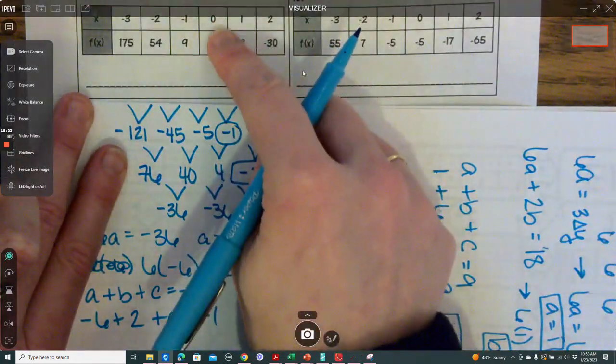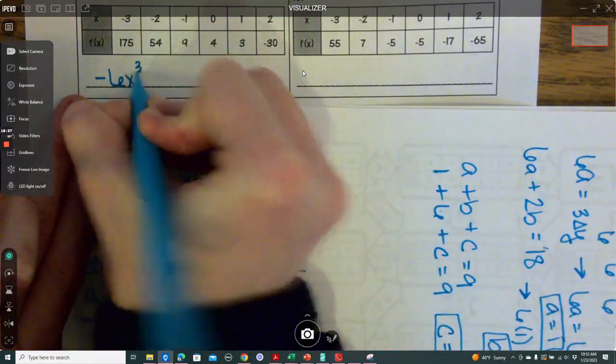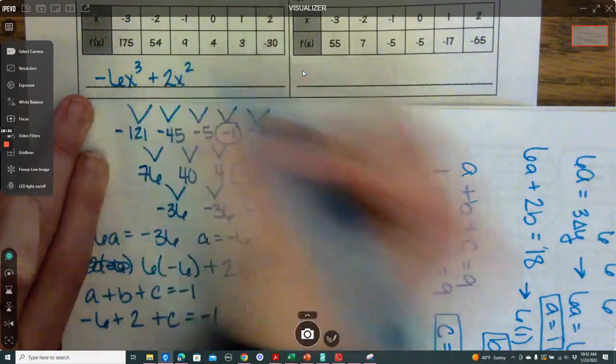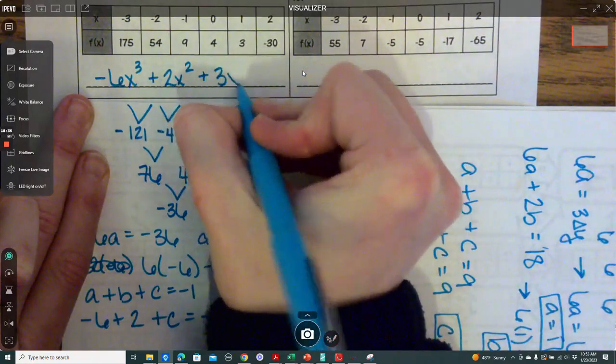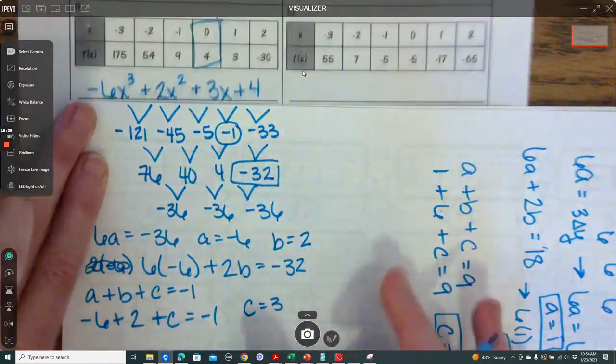D equals 4. A is negative 6, so negative 6x cubed. B is a 2, so plus 2x squared. C is a 3, plus 3x. D is a positive 4.